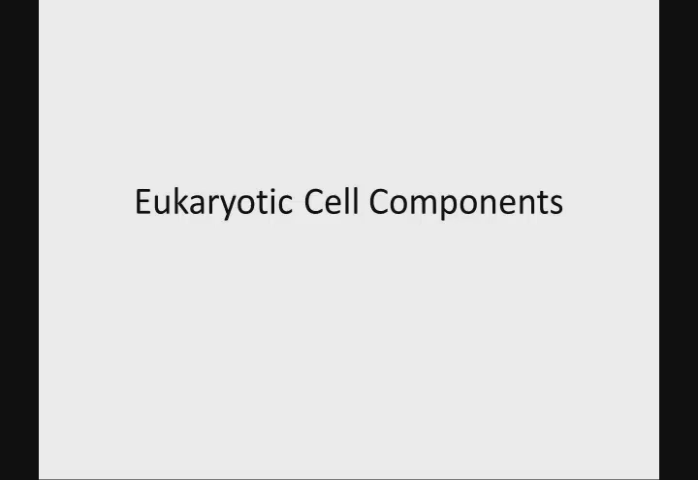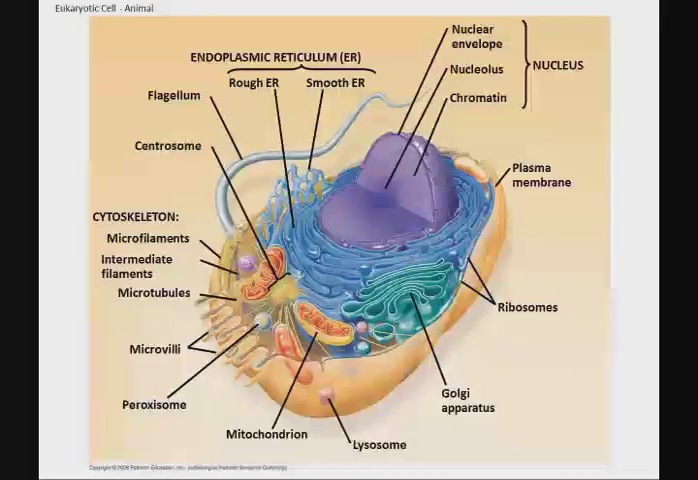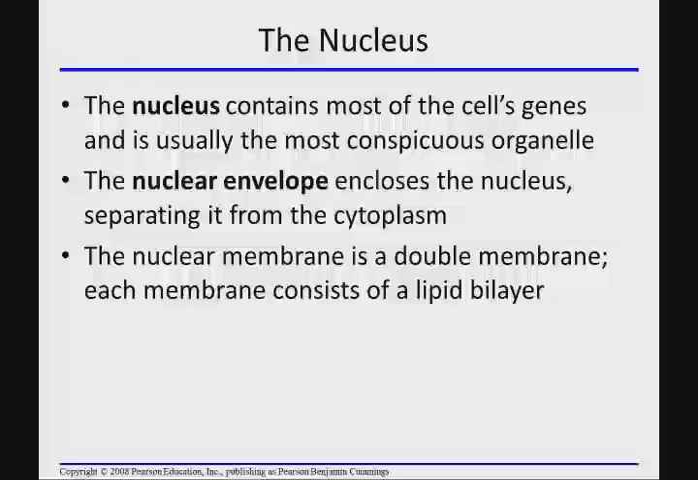So let's look at some eukaryotic cell components. And we're going to start with this big purple thing in the middle of this particular diagram, and that is the nucleus. So the nucleus contains most of the cell's DNA, and it's oftentimes the most visible organelle. When we look at cells under a light microscope, this is the thing that you can see, and sometimes it's the only thing that you can see.